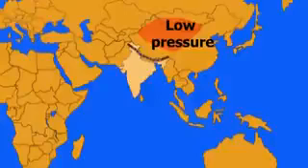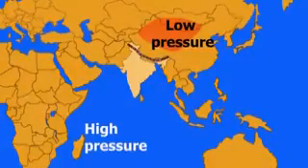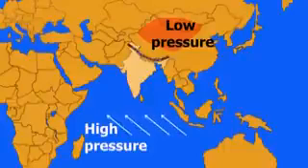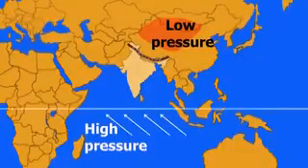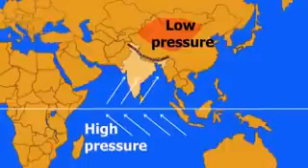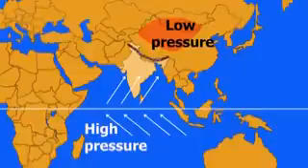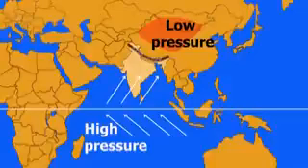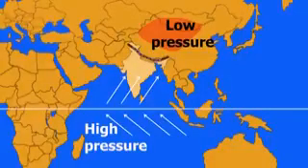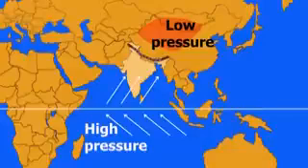The air moves from the high pressure area over the southern Indian Ocean in a southeasterly direction, crossing the equator, and turns right towards the low pressure area over the Indian subcontinent. Now, these are known as southwest monsoon winds, and these winds blow over the warm oceans, gathering moisture and bringing widespread rainfall over the mainland of India.